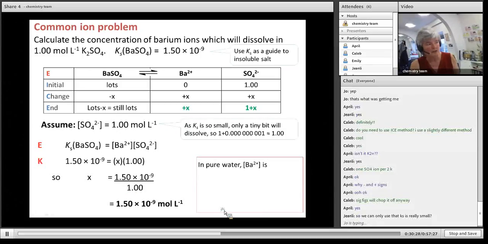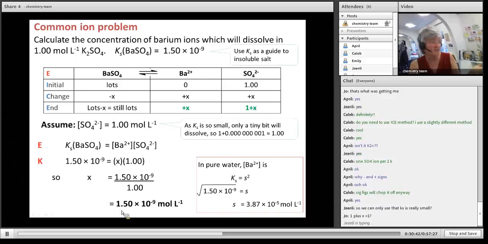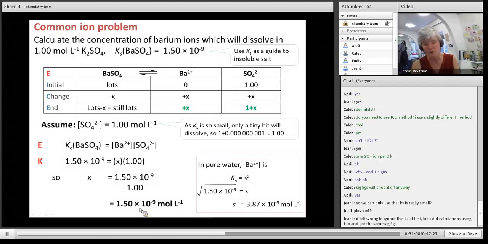So as an example, as I said, we've done here in potassium sulfate, if we did the S squared method, right, you'll get an answer of 3.87 times 10 to the minus 5. Whereas when we try and dissolve it in this solution, it'll be 1.5 times 10 to the minus 9. Because I've just divided it by 1, so it's the same. But can you see how much less soluble my barium sulfate is when I've got a common ion present? So a lot more dissolved in pure water than would have dissolved in a solution containing a common ion.